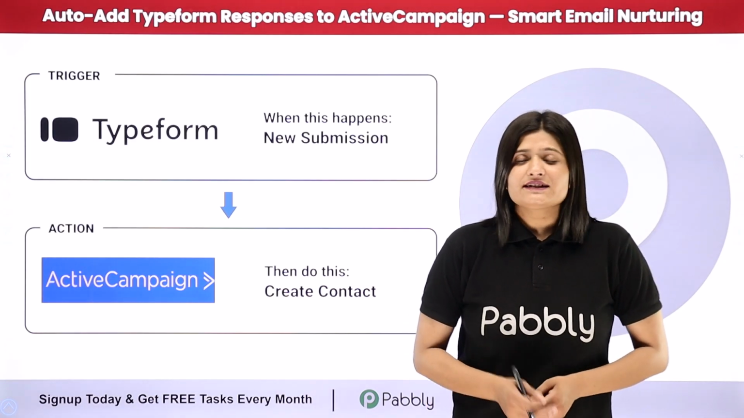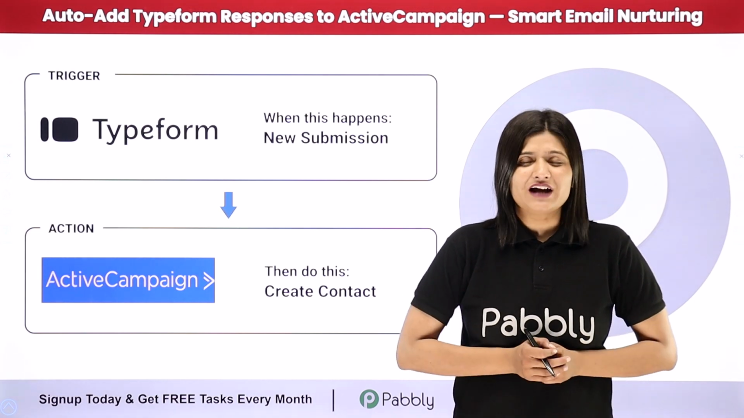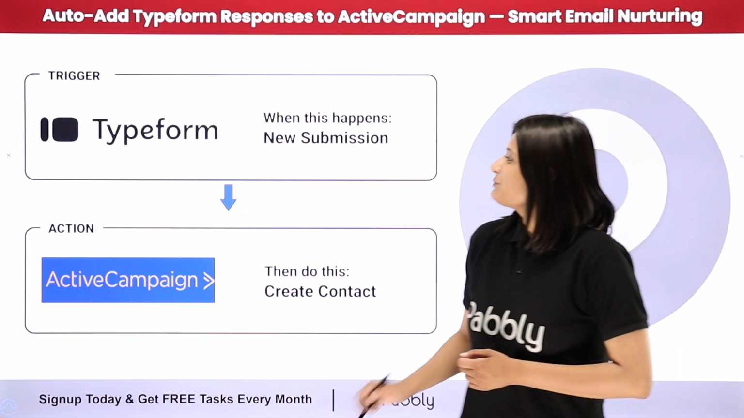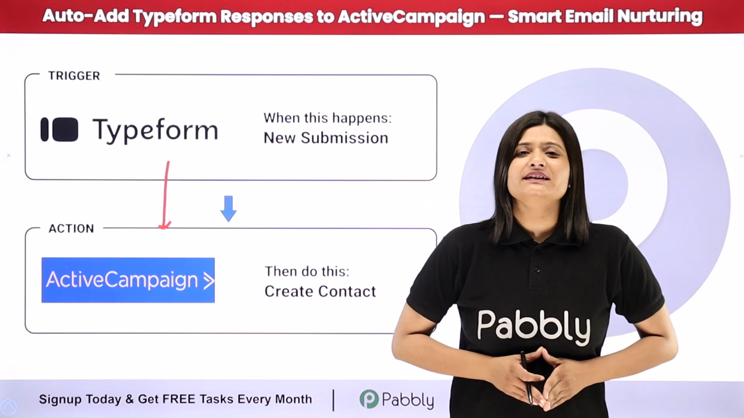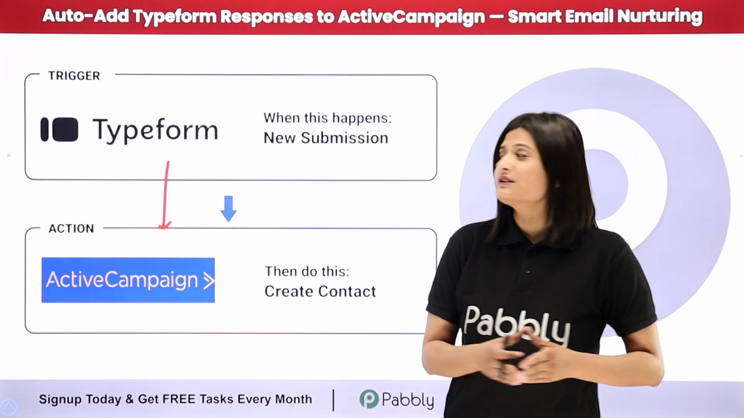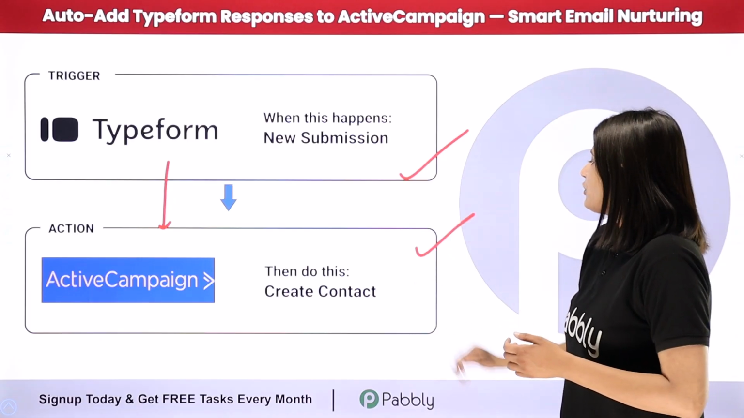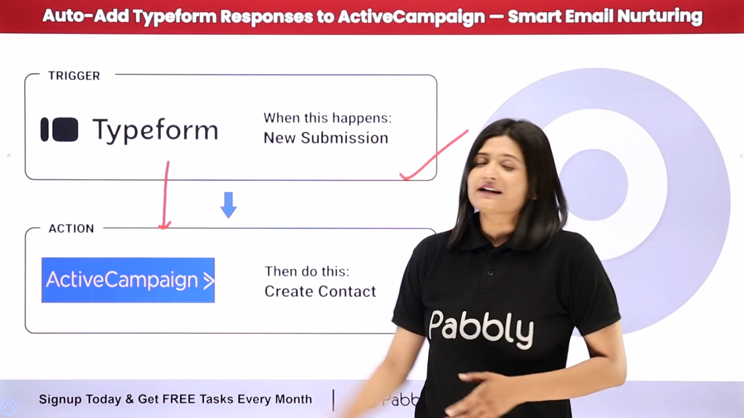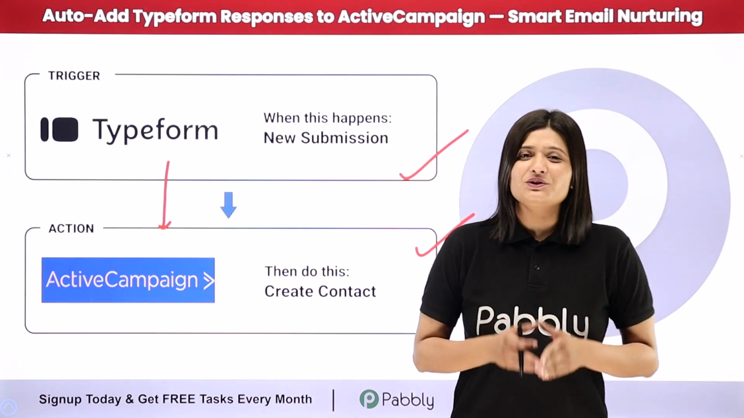Pabbly Connect is an amazing automation and integration software which requires no coding or programming skills. Here I just need to build a connection between Typeform and ActiveCampaign. With the help of Pabbly Connect, I'm going to build this connection in such a manner that whenever I receive a new form submission in Typeform, I'm automatically going to create this as a contact in my ActiveCampaign. Now if you want to learn the step-by-step process, then let me take you to my screen.